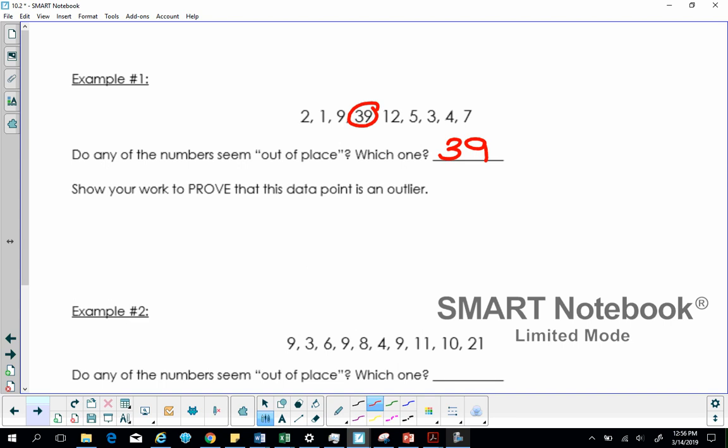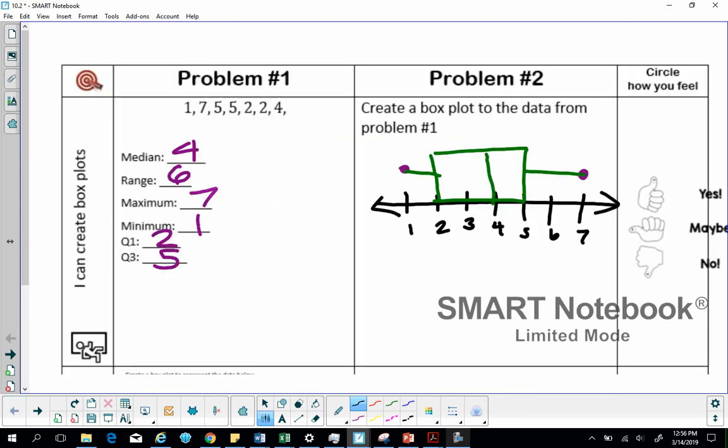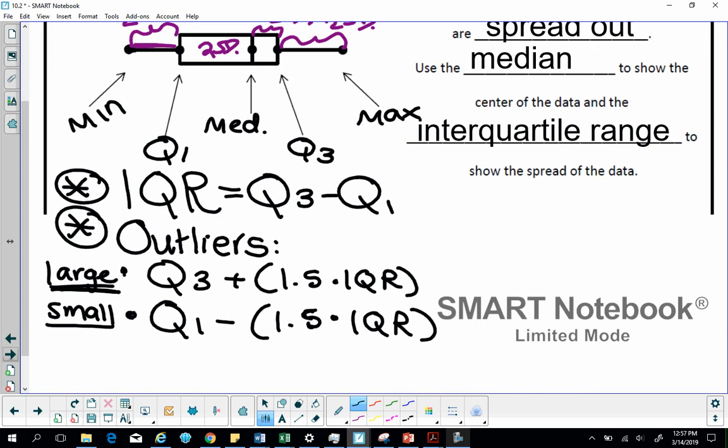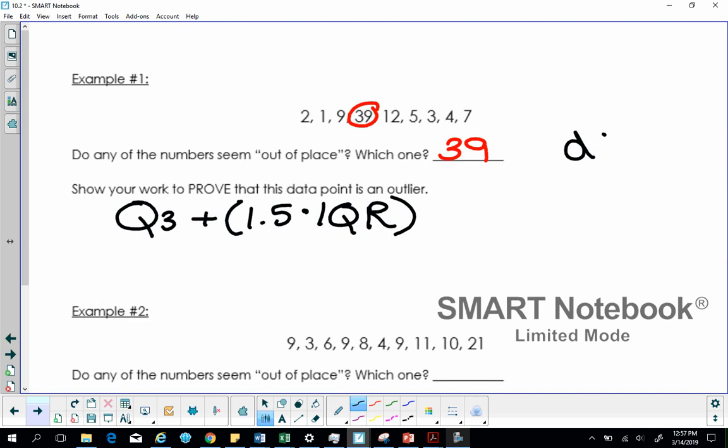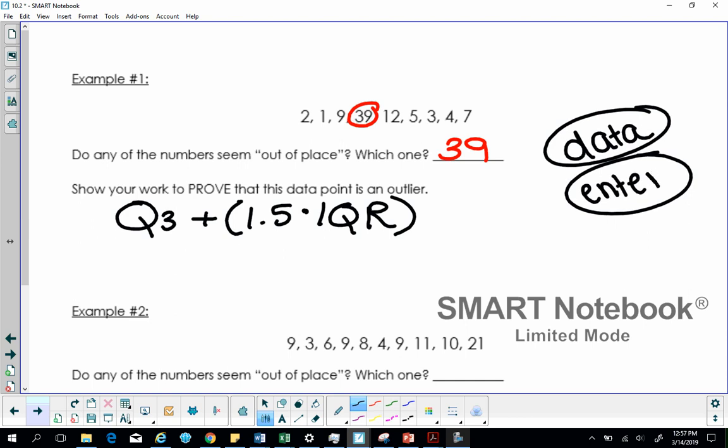To do that, since it's bigger than all the numbers, I know I'm going to be using the Q3 formula, the large outliers formula. So to find if there's a large outlier, I do Q3 plus 1.5 times your IQR. To do that, you need to find Q3 and your IQR. So type those into your calculator. If you've been doing it by hand and you don't remember how to put it in your calculator, remember you press data, you delete everything in it, and then you press enter after writing each number in. So 2, enter, 1, enter, 39, enter. You don't need to put it in order. So you do that extra step.